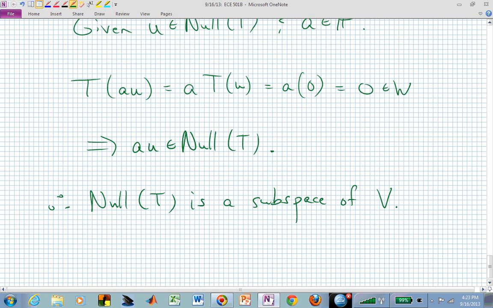And that's a nice thing to have. Now any vectors in the null space of T form a subspace, and we can play with that as if it's a subspace, and that gives us all these nice properties.